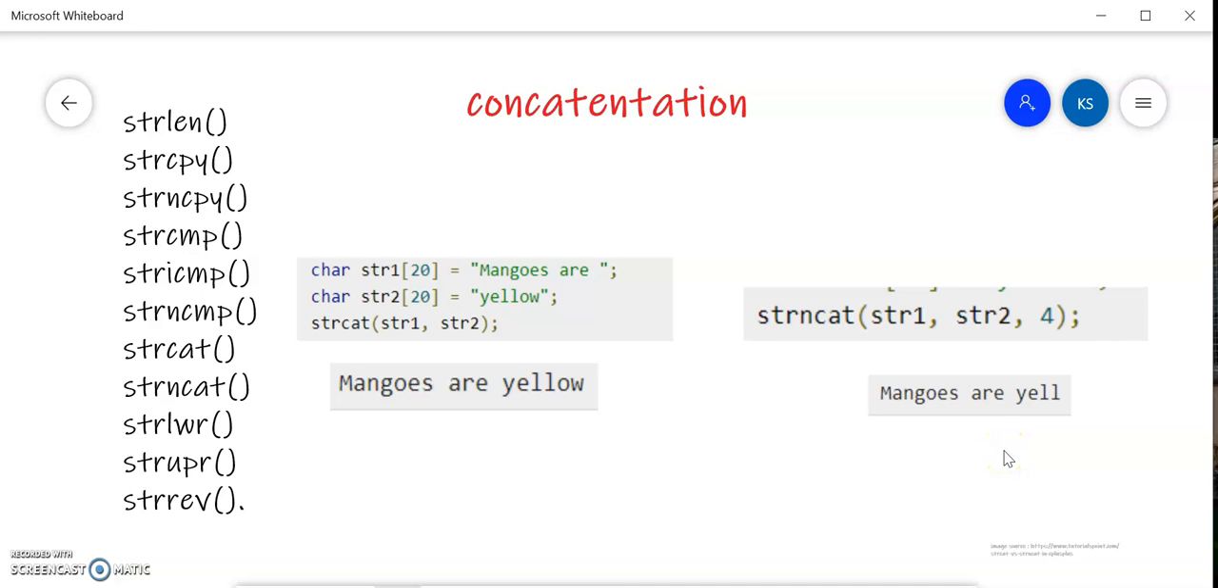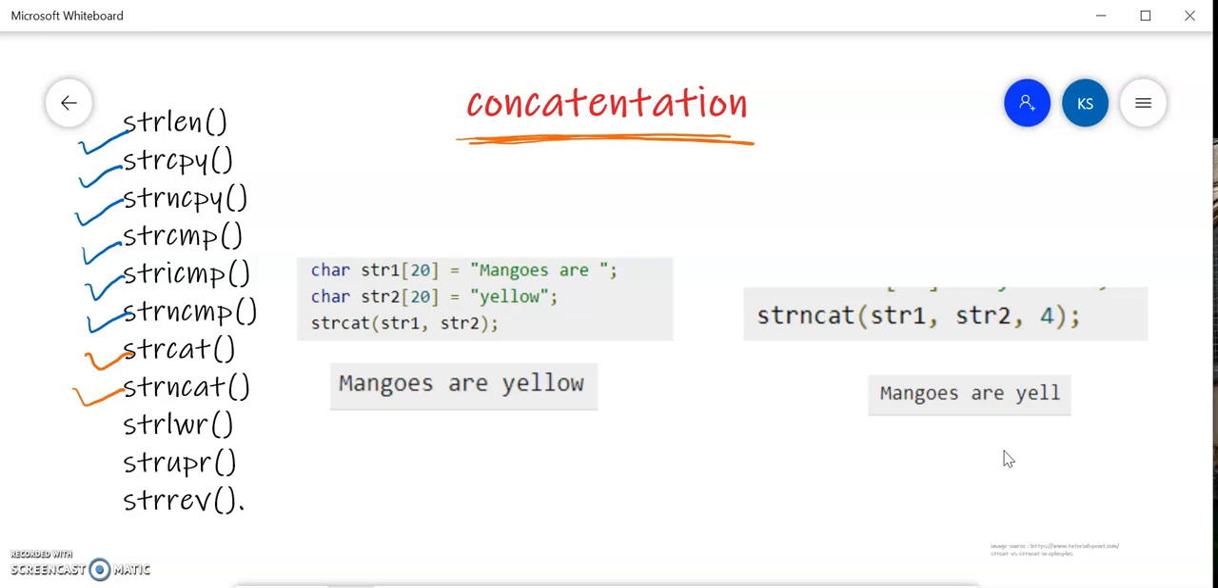Hello everyone. So far we have learned about the many string functions like strlen, strcpy and strncpy, and string comparison functions, right? And in this session we are going to learn about strcat and strncat, these two functions. Both functions are for concatenation.